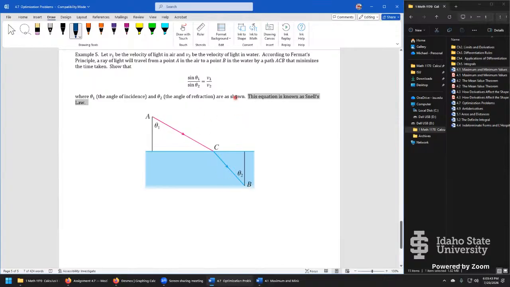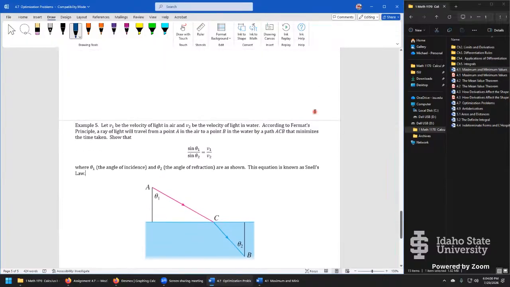If you're curious about the solution on this one, let me know and I'll be very happy to post the solution to Snell's law. This one goes beyond what's actually in the homework, what we could ask on an exam. So again, it's just for fun to show some of the powerful methods in the sciences, physics, that these can be applied to.